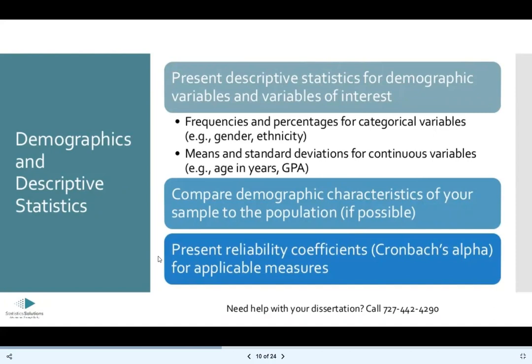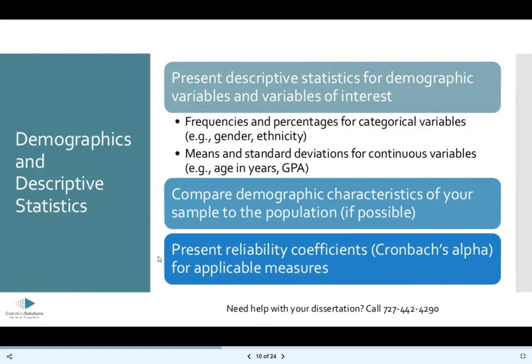So after you've discussed the information about your data collection and your data preparation procedures, you can start getting into your descriptive statistics. So in this section, you want to provide descriptives for the demographic variables in your study and all of the variables of interest. In this case, the variables of interest would be any of the variables that are included in your research questions and hypotheses. So the actual variables that you plan on testing.